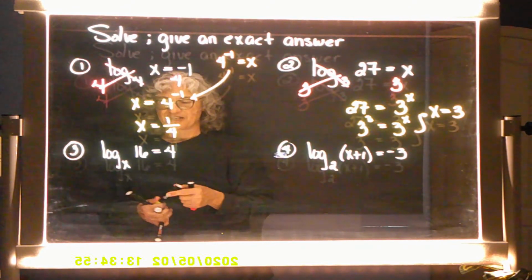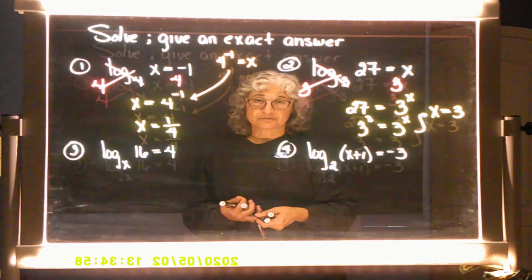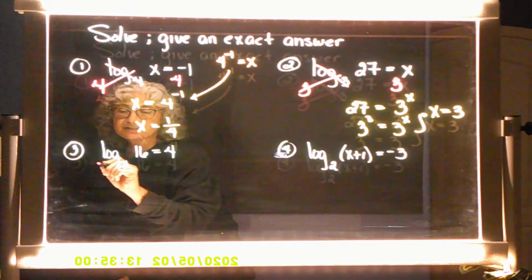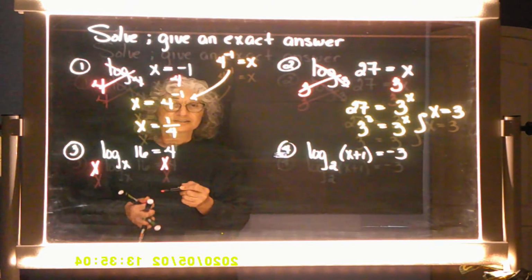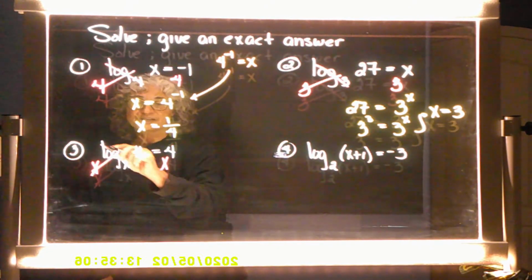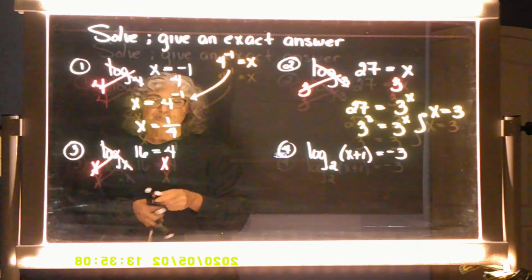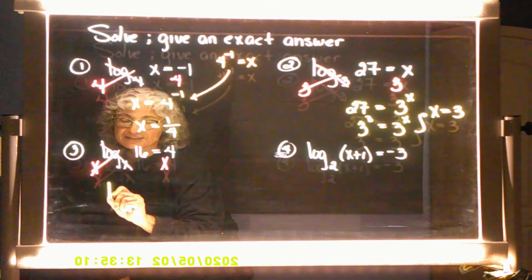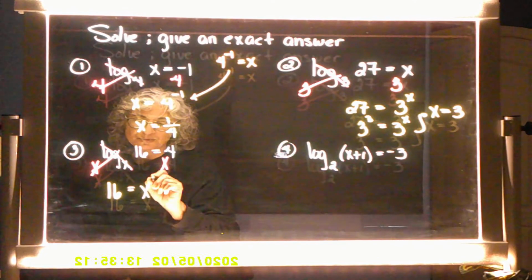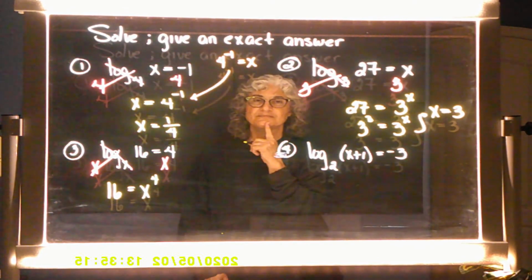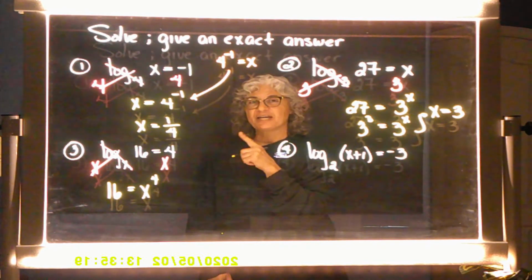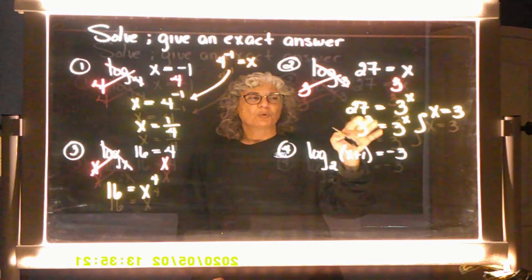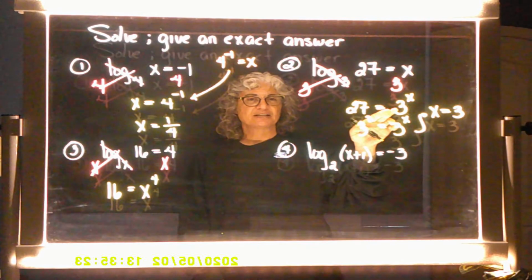Okay, look at number 3. You're like, wait a minute, the base is x, so I am going to take an exponential base x on both sides. Got it? Because that'll cancel the log base x, which leaves me with 16 equaling x to the power of 4. That's interesting, isn't it?